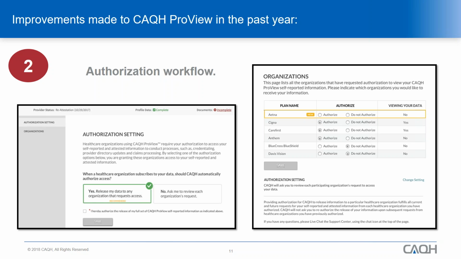There's actually a new tab. If you log into your ProView account, it's called Authorization. You click on it, and it'll explain to you what this page means, and it'll show you all the organizations that have subscribed to your data, and you can choose to authorize them or not. And it'll let you know the implications of any selection that you've made.